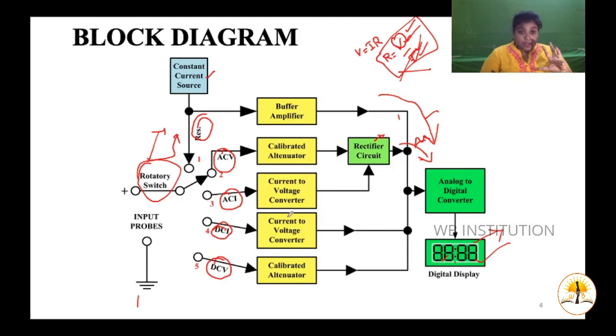Now getting back to your AC current. Here the current to voltage converter is nothing but the shunt resistance, a low shunt resistance. Okay, so from the low shunt resistance, it is connected to your rectifier. The same thing is happening here also. AC is converted into DC. Again it is fed into your analog to digital converter. Finally with the help of a decoder, we will get your digital display.